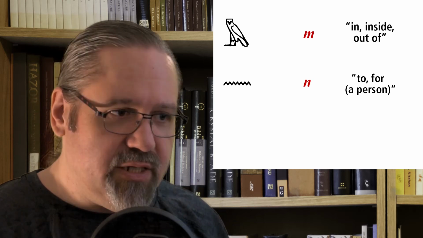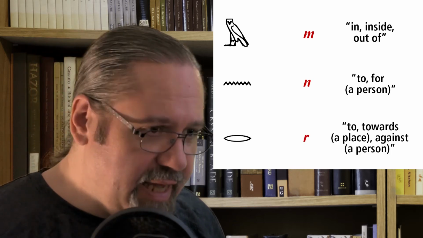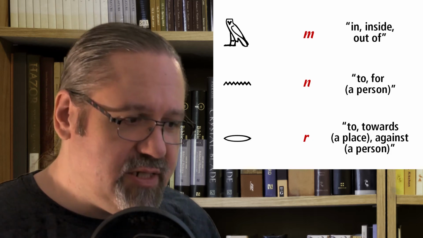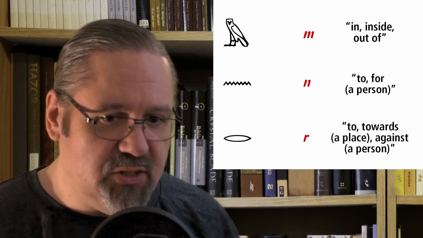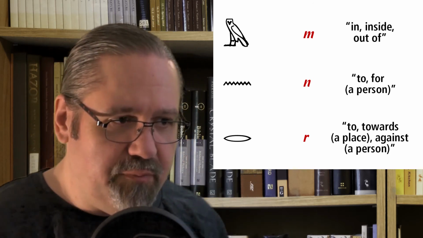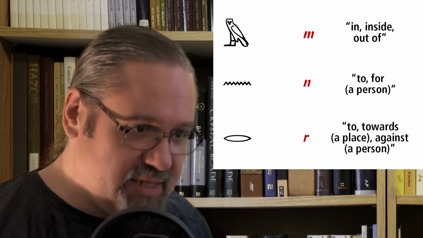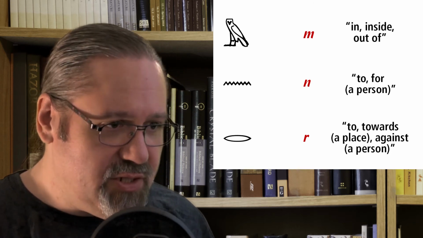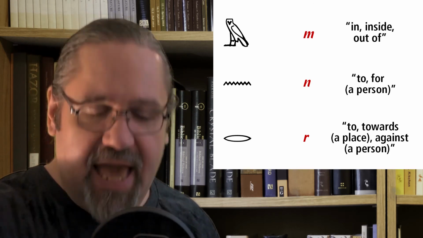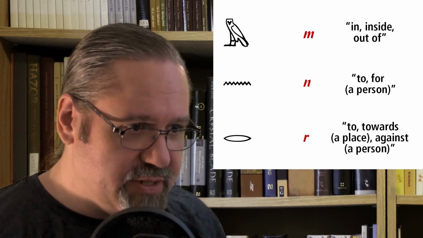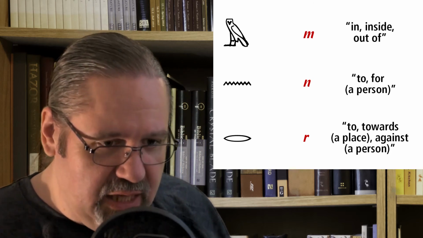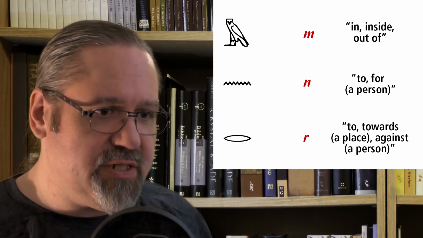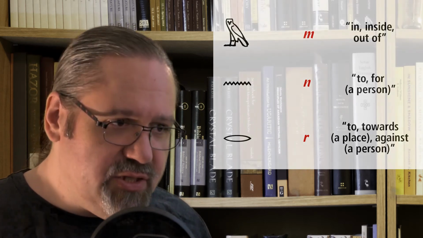But let's say I wanted to go to a place. The R preposition is used for that. It can also have other meanings such as concerning, regarding, or even against. So if you see R used with a person, it usually means against a person. So if you were going to say against my enemy, you would use the R preposition. So it's important to keep the N preposition and the R preposition distinct, because they do serve different purposes in ancient Egyptian.